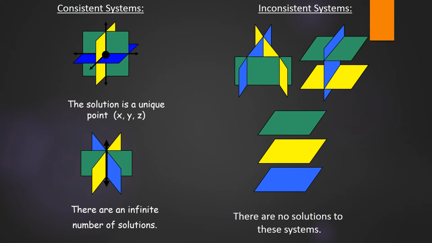So here are the types of solutions that we can have for a system in three variables. Consistent systems, where you have a unique point or an infinite number of solutions. And then you have the inconsistent system. Remember, inconsistent system is where they do not intersect at all, or only two of the three planes intersect.